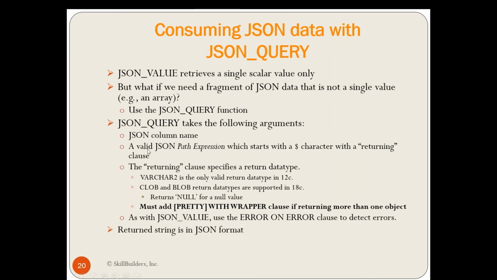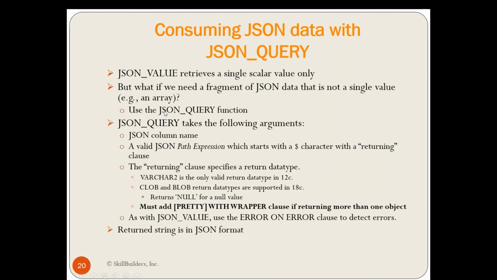JSON query is similar to JSON value. It takes the JSON column name as its first argument, a path expression with the $ sign and so on as a second argument, but you need a little bit extra. You need a returning clause in the path expression, and you have to say what the data type is you're returning. Returning varchar2, unfortunately, is the only valid return type in Oracle 12, but when you're up to 18, you can return it in a clob, which is a larger value, or a blob, either way. Okay, so that can fix that. So that's one of the differences that JSON query has. Make sure you add a returning clause, returning varchar2, returning blob or clob.